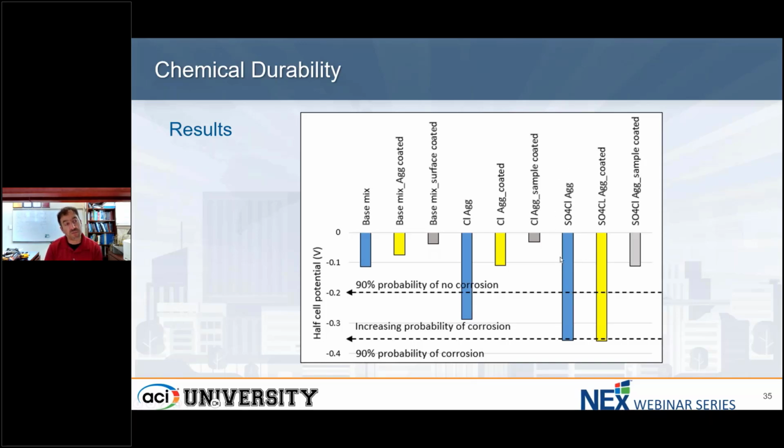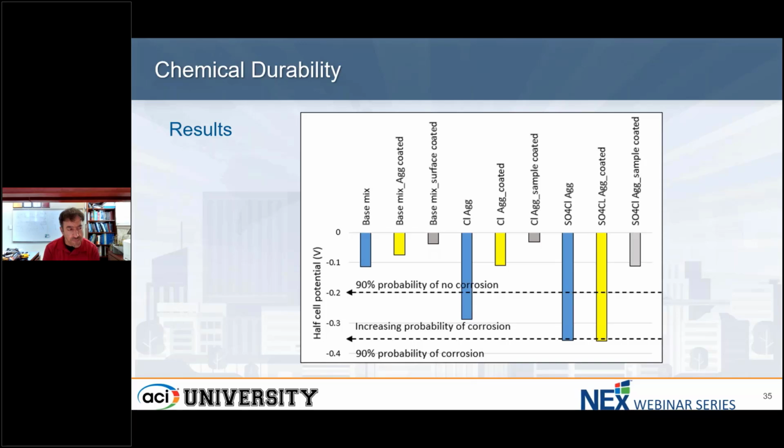We also got some really interesting results when we added a bunch of sulfates in addition to the chlorides. So we have a very high probability of corrosion if we do nothing, that's expected. But then that probability doesn't really change if we coat the aggregates. And this was kind of surprising. And we did multiple runs because we didn't actually believe the results.